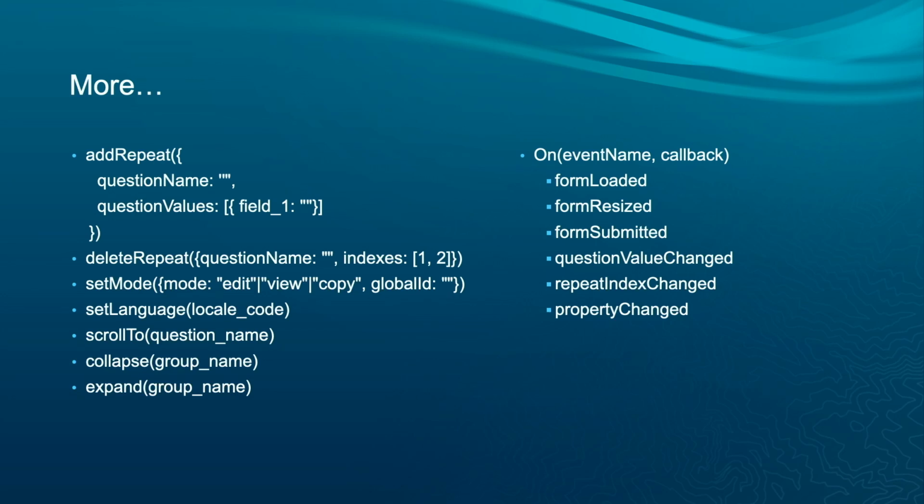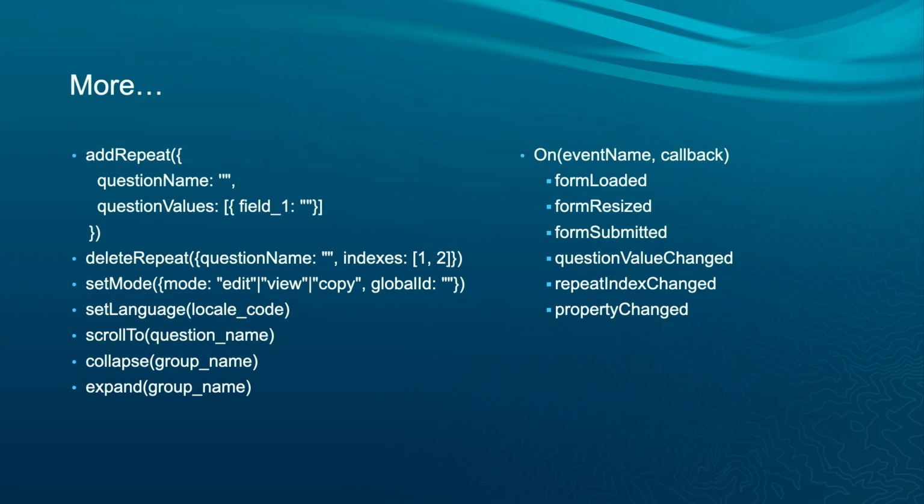There are some more functions you can use in the JavaScript API, like repeat. If you have a repeat question and want to programmatically control it, adding or deleting a repeat, you can use this function. We also have the setMode function, because sometimes in your project you want to show existing survey data in the form for someone to do QC, quality control, or review the survey data. So you can use the edit mode.